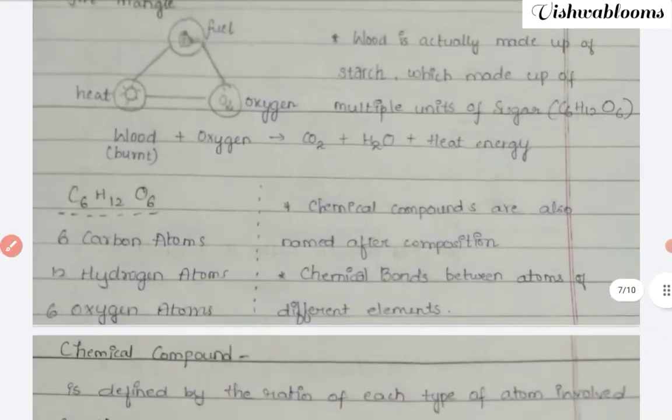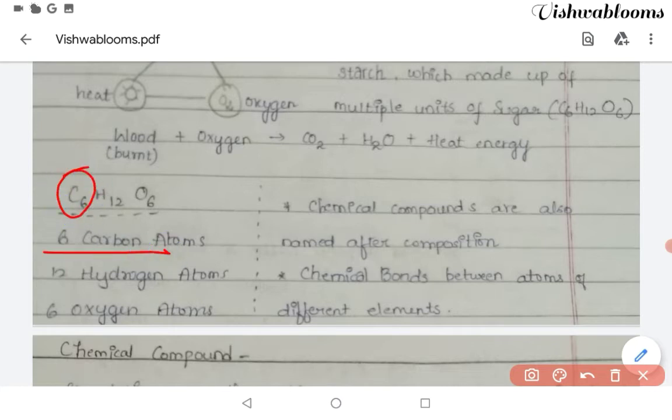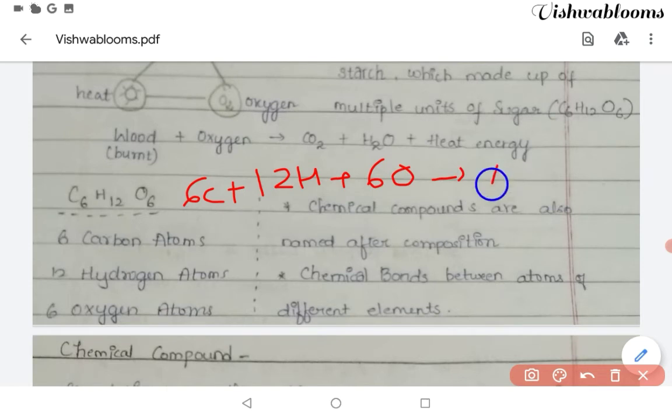Now this C6H12O6, what is this consisting of? C6H12O6 is consisting of 6 carbon atoms and 12 hydrogen atoms and 6 oxygen atoms. Fine. That is clear to you all, I hope. So with this 6 carbon plus 12 hydrogen plus 6 oxygen, wood is being made. That is the formula of wood.